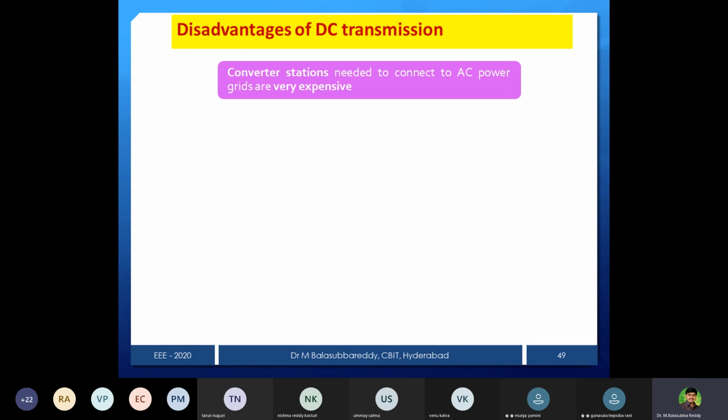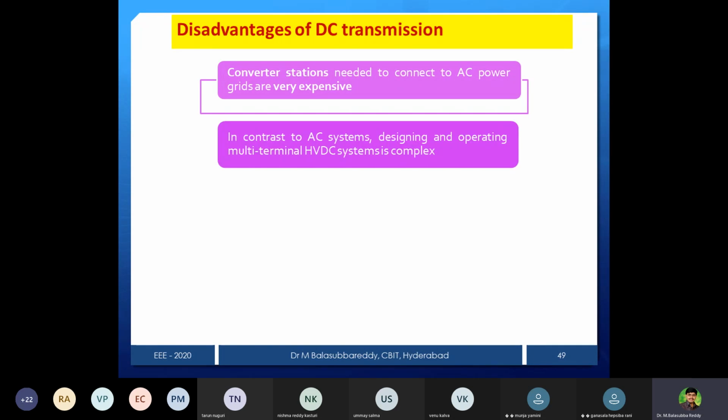What are the disadvantages? The first one: converter stations that need to be connected to AC power grids are very expensive. Why that statement? Whenever we want to transmit the power, at that moment it cannot be utilized as DC, so you have to convert it into AC form and then synchronize to the grid. That is expensive. Rectifier stations and inverter stations are required. That is one major problem.